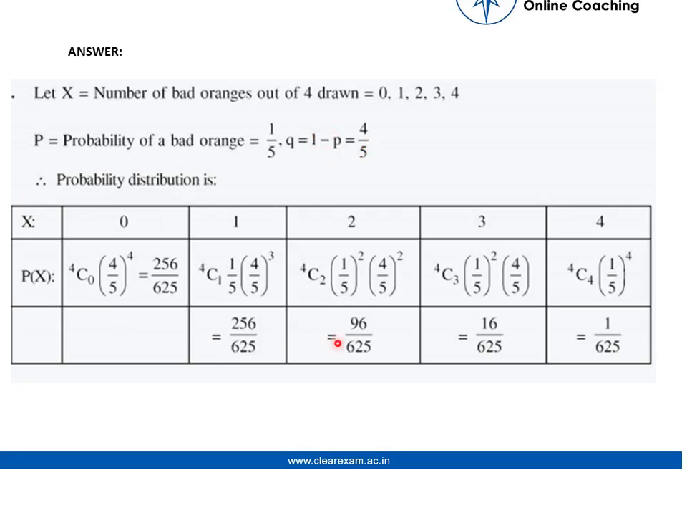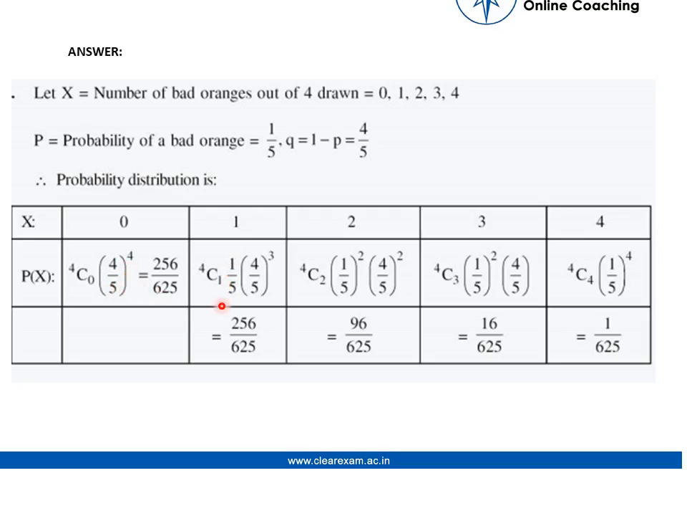So we need to calculate the probability distribution. That's why we are making this table. And for each case we'll calculate the probability. 4C0, that means out of 4 chances we get 0 bad oranges. That means probability of good oranges would be 4 by 5 to the power 4.